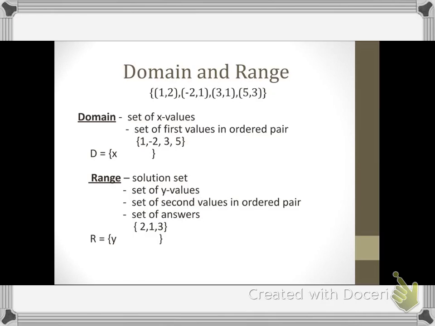So we write it in set notation right here. We draw our braces for our set, and we list our x values, 1, -2, 3, and 5, and then we close the set with another curly bracket.